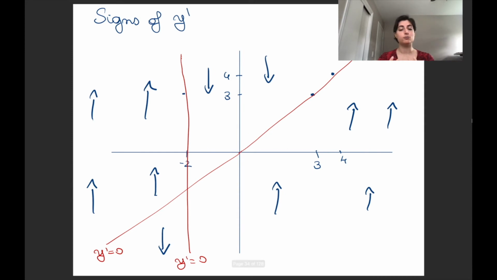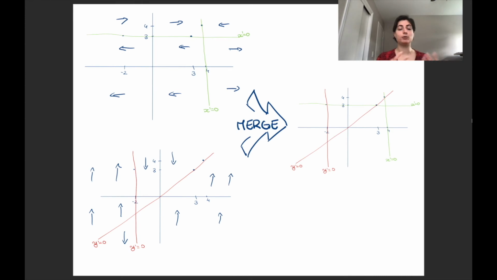So now again, we replaced our information about the sign of y prime by some arrows indicating if we're moving up or if we're moving down. And we have information about x: x prime moving left or right. We have information about y prime moving up or down. And now we want to take these 2 pieces of information that we have plotted into different graphs and just merge them, put them together in only one graph.